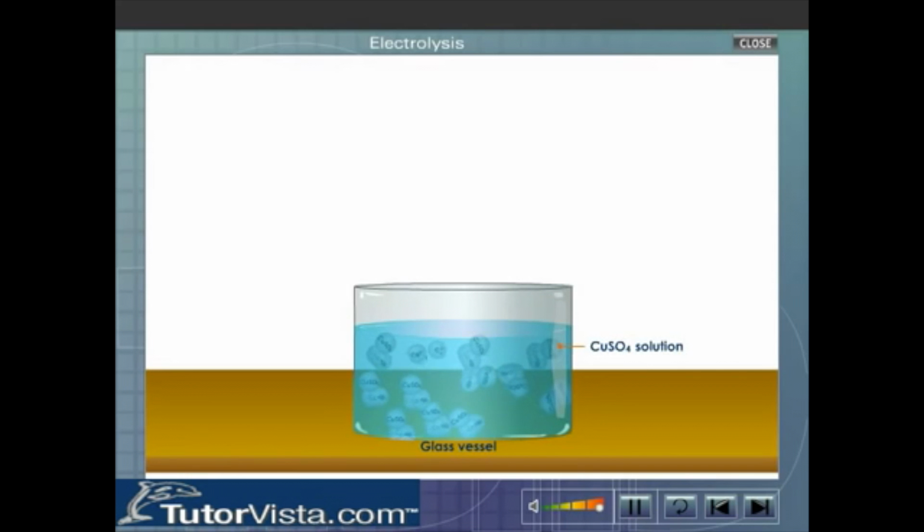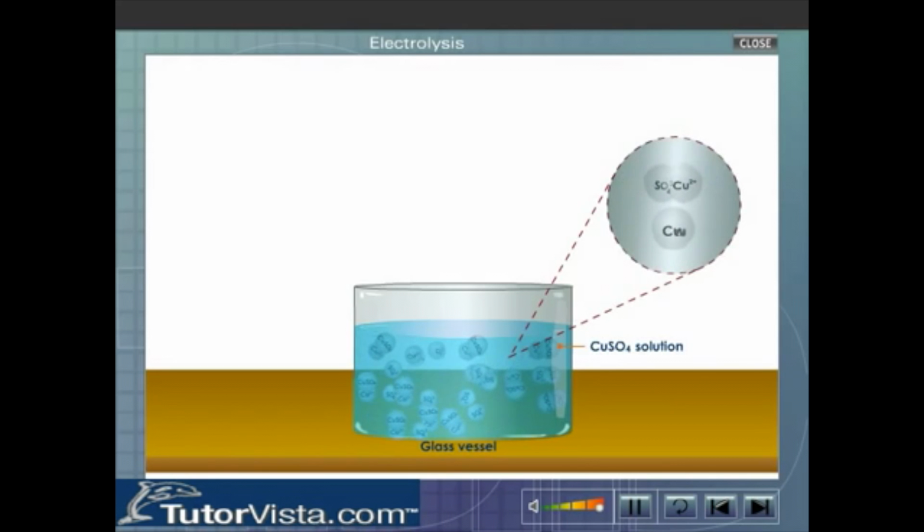First, in a container, there is the molten iron and it conducts electricity.